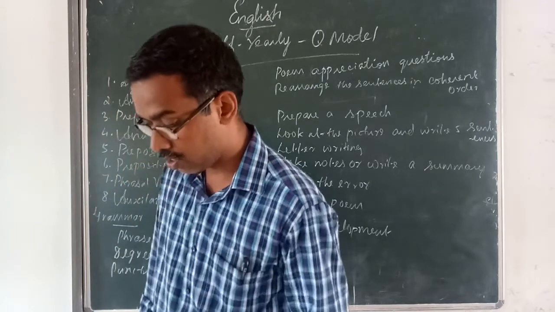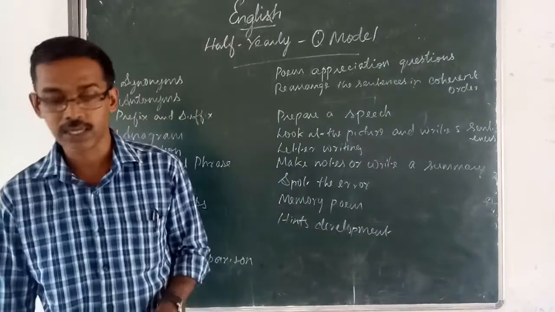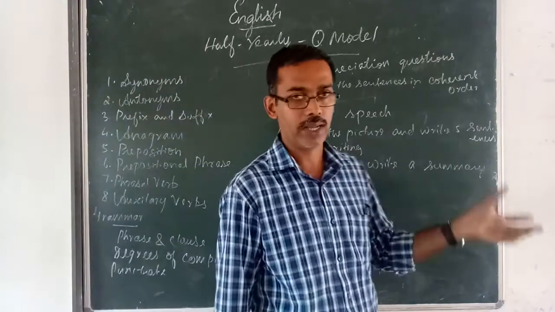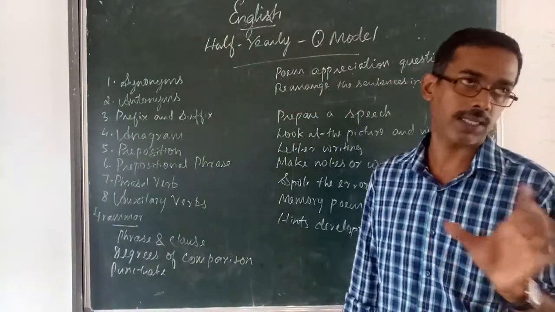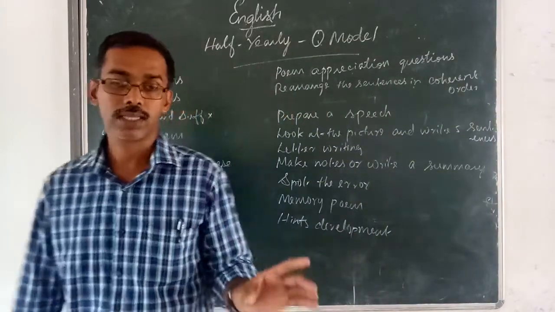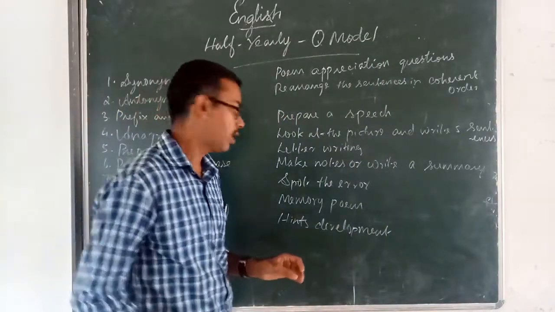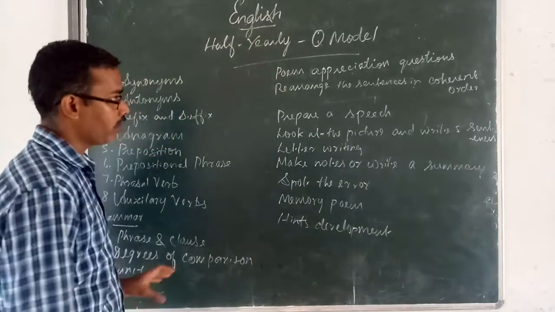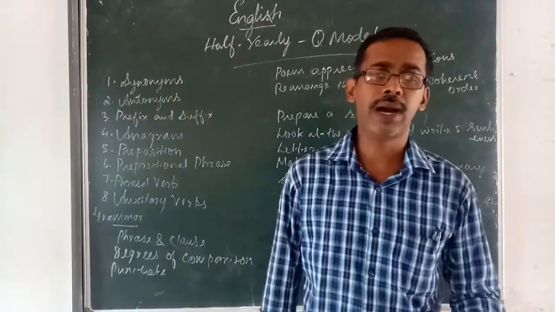Next one, rearrange the words in the correct order to make a meaningful sentence. The words will be shuffled, and you have to rearrange them. You have to write it as a proper sentence. That is called rearrange the following words in a proper sentence. Next one, that is a grammar part. Grammar part is over.